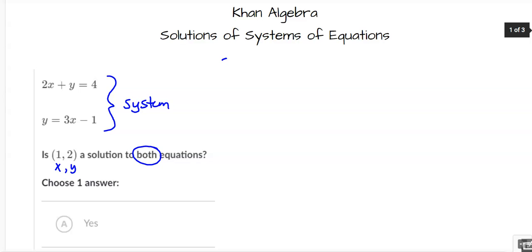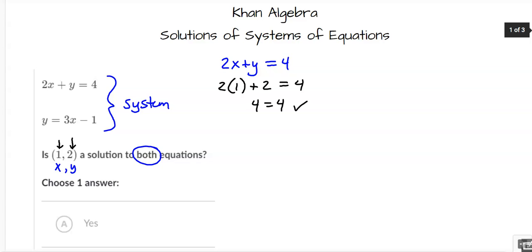So we have the top equation, 2x plus y equals 4. What I'm going to do is replace x with the 1, and then replace the y with the 2, and see if that's true. Well, 2 times 1 is 2, plus 2. So that one does work. It works in the top one.